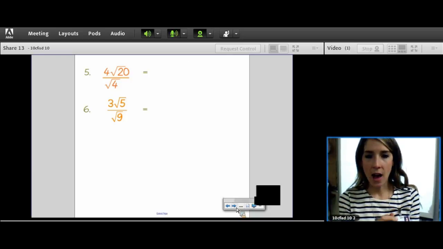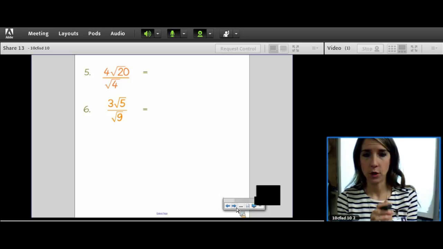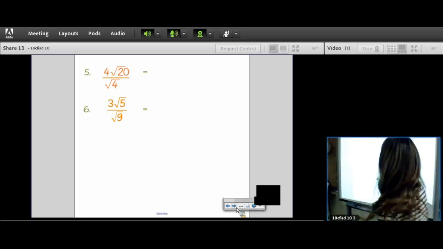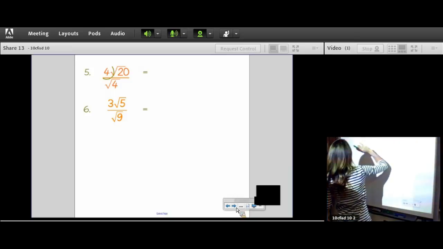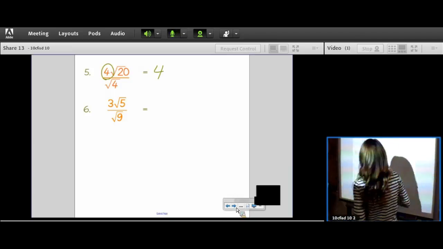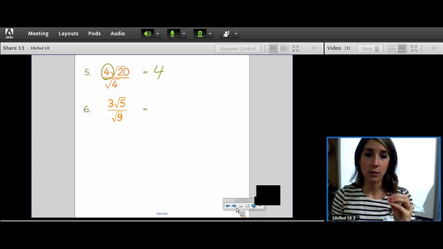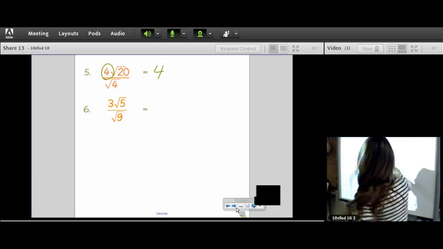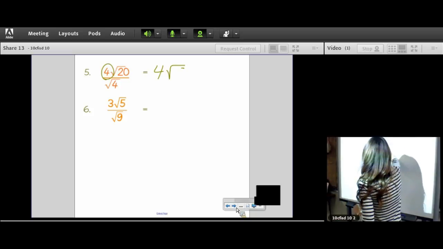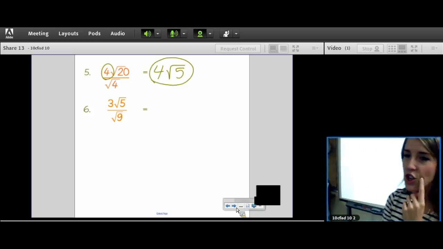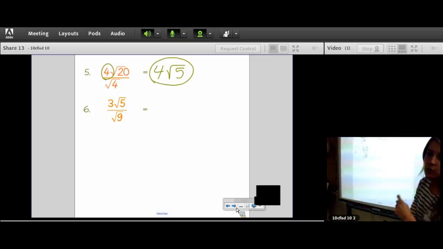You are allowed to divide the numbers if they're both in the radical. You're allowed to divide the radicand. So number 5, we've got this 4 on the outside. There's nobody to divide by, so we just write that. Now we're allowed to do square root 20 divided by square root 4. Cool. You always ask yourself, could I simplify that more? And the answer is no, you couldn't. Ooh, what about number 6?